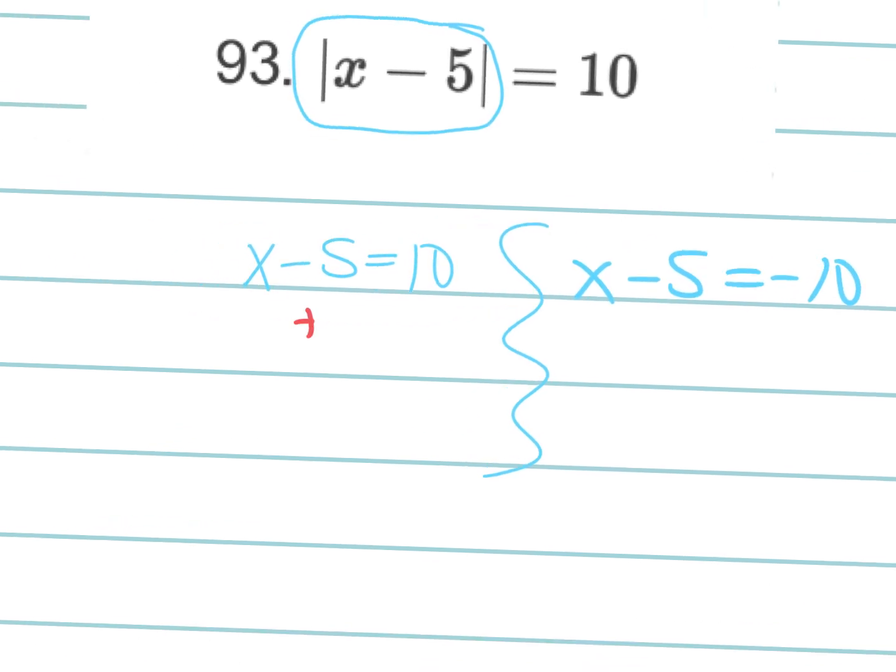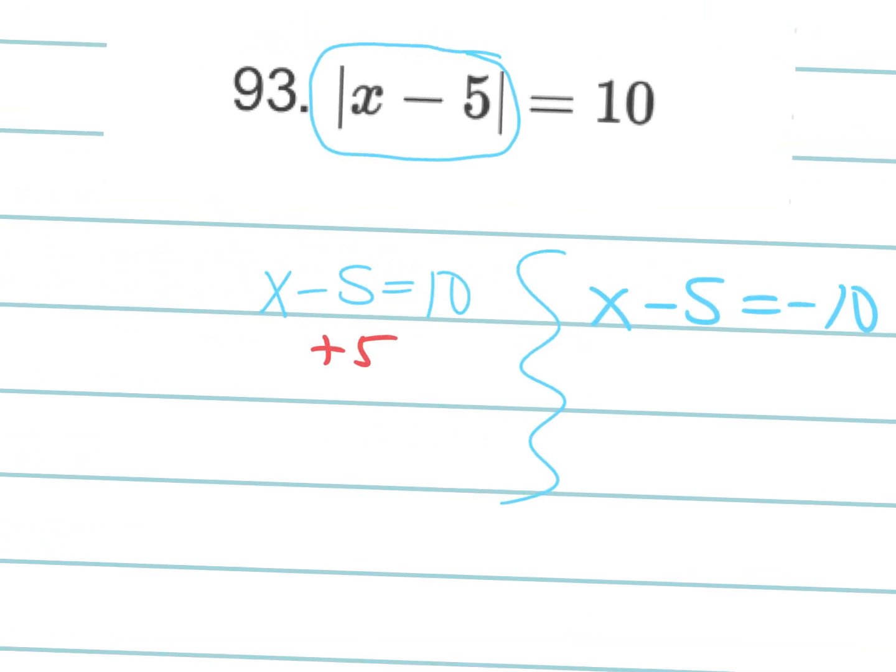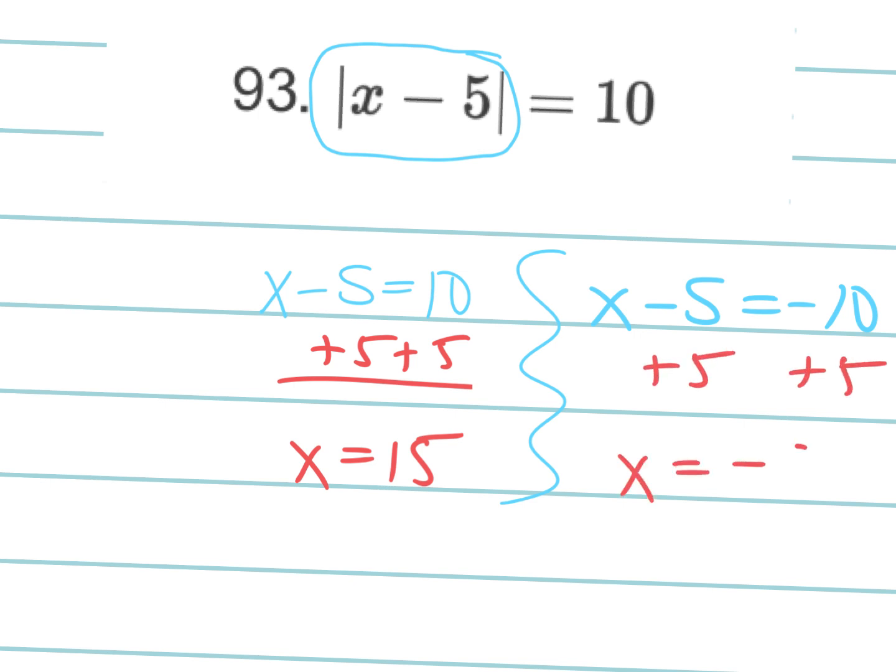So in both instances, we're going to add 5. So I get x equals 15. And over here, we're going to add 5. I get x equals -5.